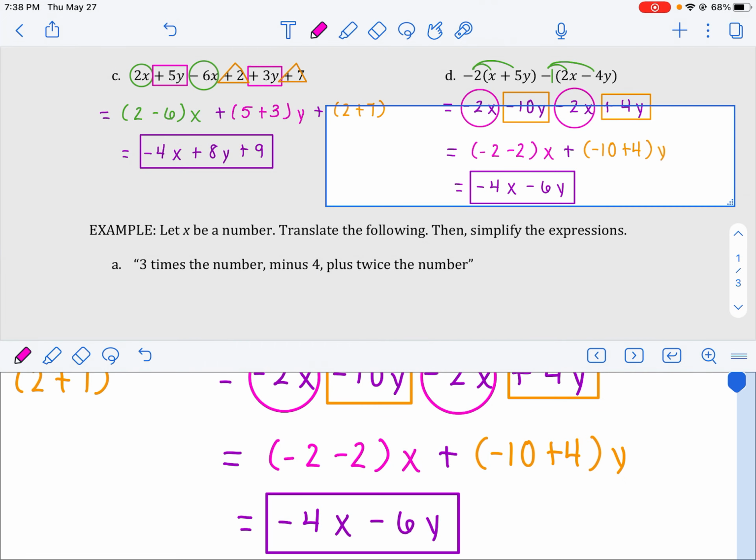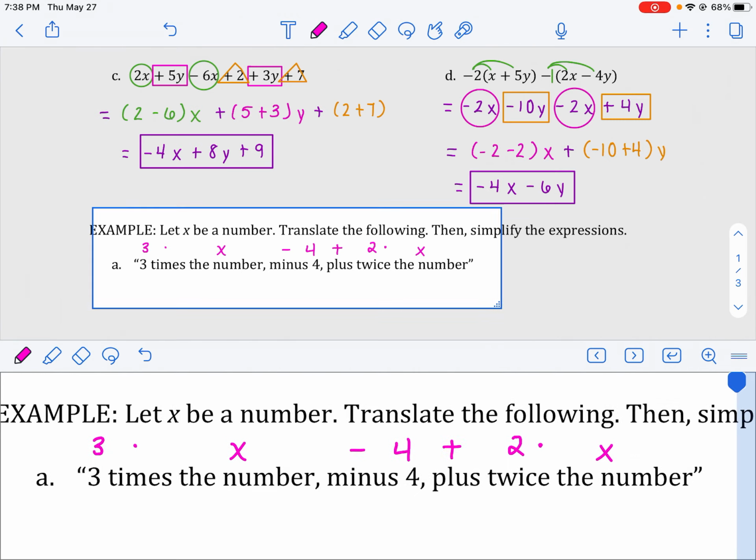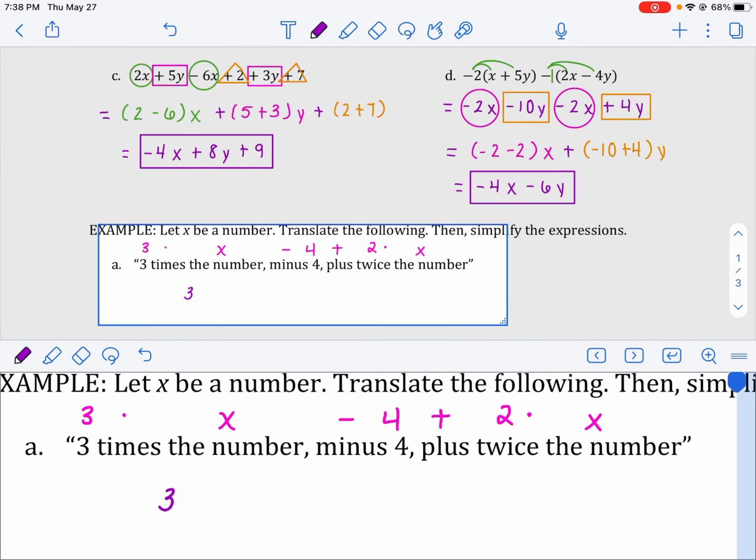So we have 3 times the number, which we don't know, we're calling it x, minus 4, plus twice, so 2 times the number. So let's rewrite this with it less spaced out. So 3x, because 3 times x, minus 4 plus 2 times x, so 2x.